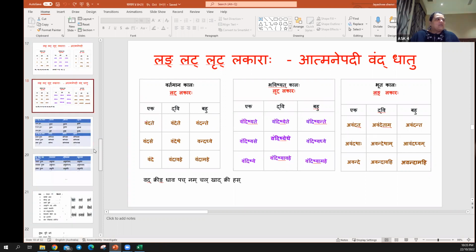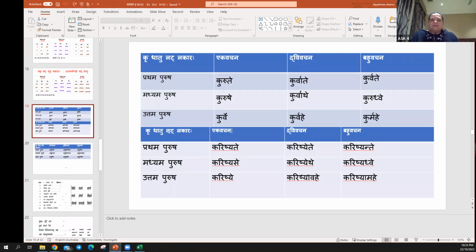Next one is the kru dhatu. This is the one. It's a bit problematic, like the parasmaipada for karoti. One of you can read. Kridhatu Lat lakara: Kurute, kurvate, kurvate. Kurushe, kurvate, kurudve. Kurve, kurvahe, kurmahe. Kridhatu Lrit lakara: Karishyate, karishyete, karishyante. Karishyase, karishyethe, karishyadve. Karishye, karishyavahe, karishyamahe.